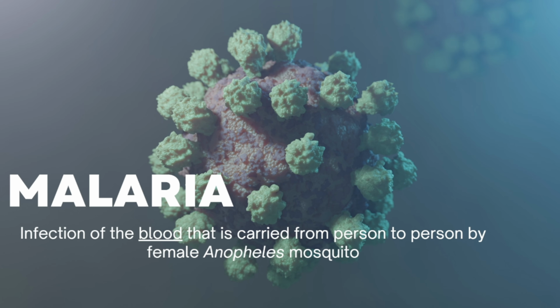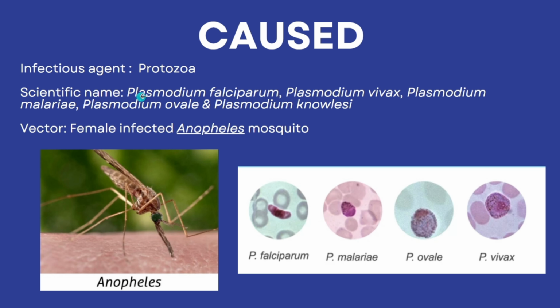Okay, the fourth one is malaria. Malaria is actually similar to dengue because the transmission vector is the female Anopheles mosquito, but the infection agent is different. Dengue is caused by a virus, but malaria is caused by protozoa. There are many scientific names here: Plasmodium falciparum, vivax, malariae, ovale, and knowlesi. You just memorize one, that is already enough.